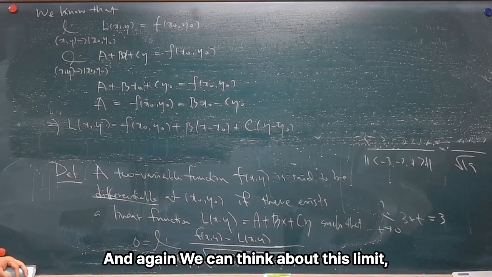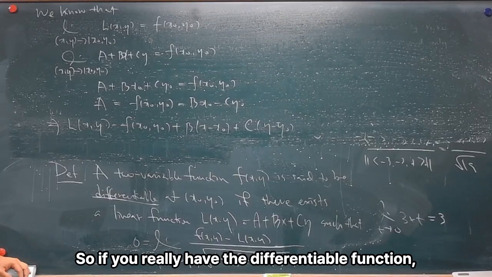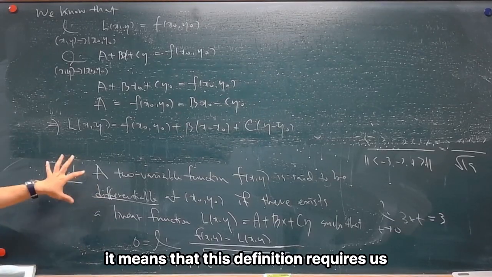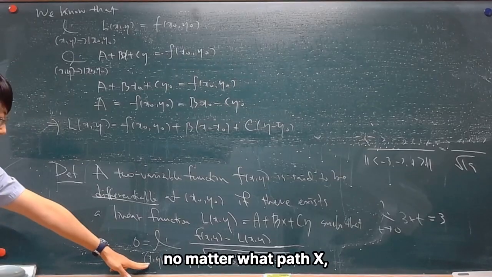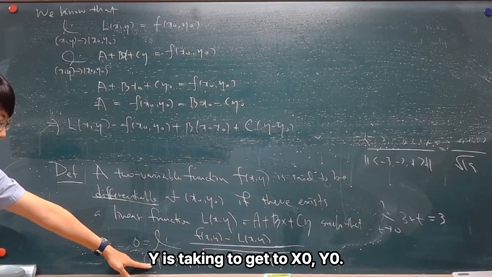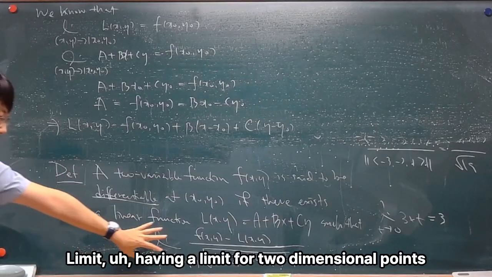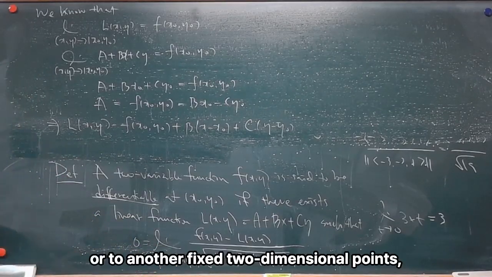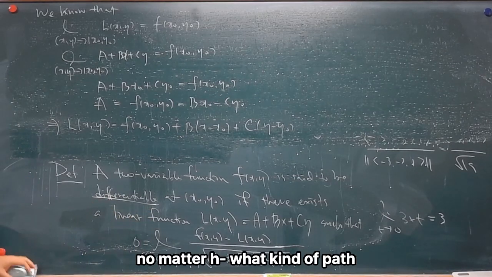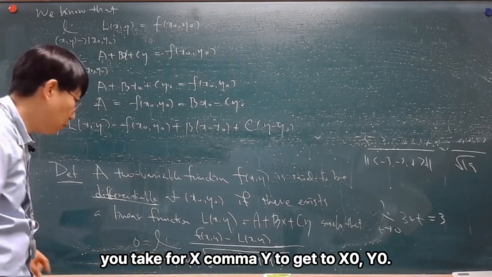And again, we can think of this limit definition further. If you really have a differentiable function, it means that this definition requires this equality to be true no matter what path (x, y) is taking to get to (x0, y0). That's the meaning of the limit. Having a limit for two-dimensional points approaching another fixed two-dimensional point means the limit must be the same no matter what kind of path you take for (x, y) to get to (x0, y0).